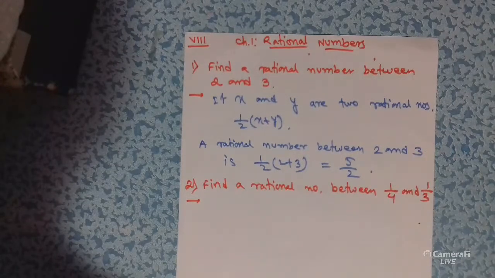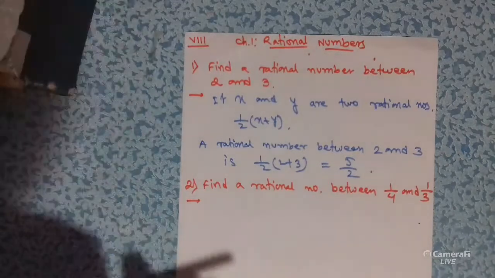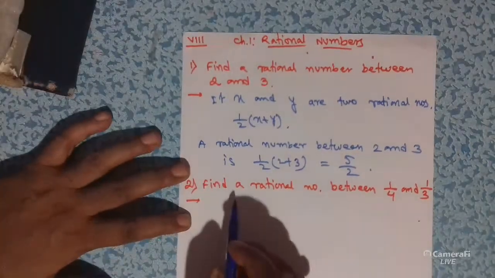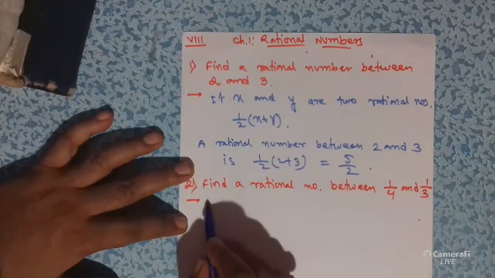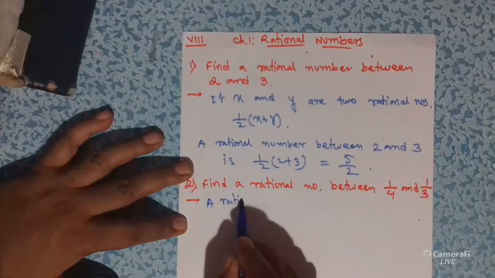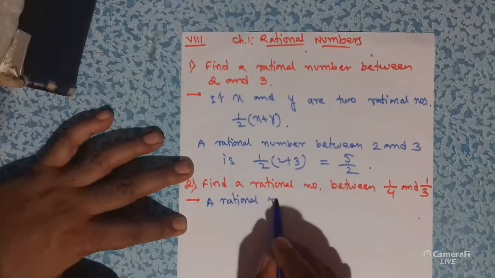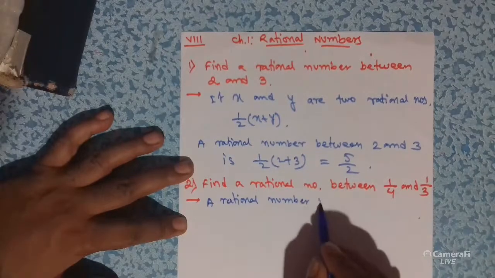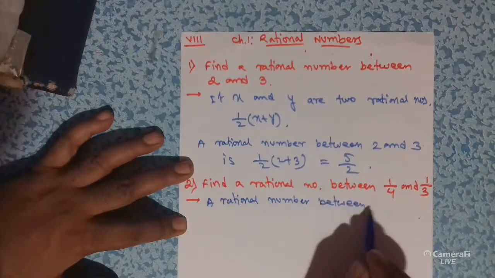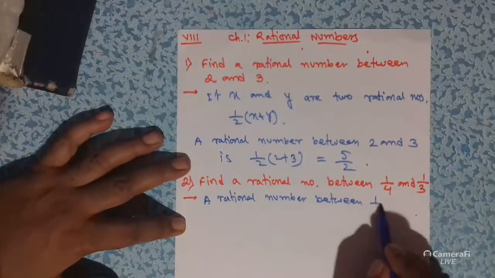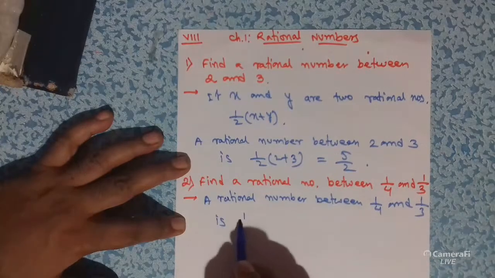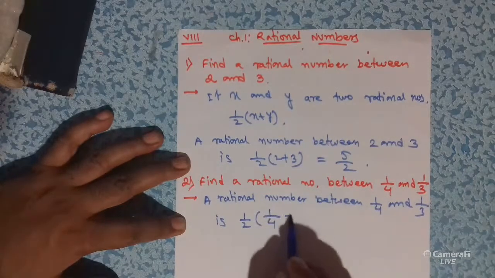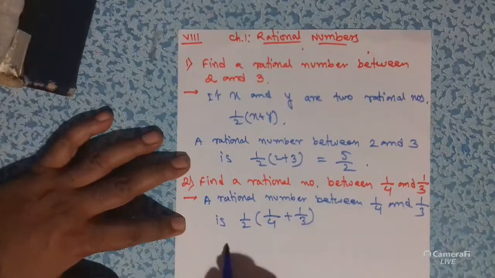Okay, so I can see that maximum students have sent 7 by 24. So I must solve it. So here x is equal to 1 by 4 and y is equal to 1 by 3. So a rational number between 1 by 4 and 1 by 3 is half of 1 by 4 plus 1 by 3.